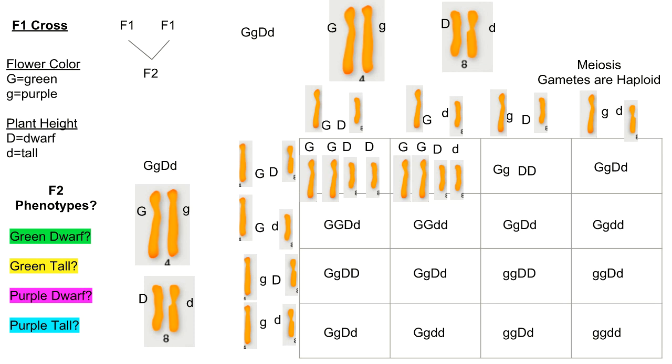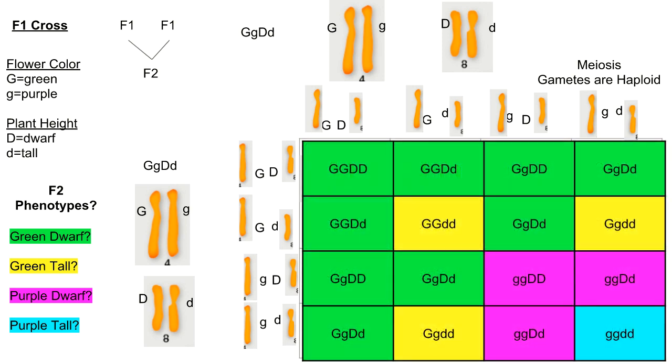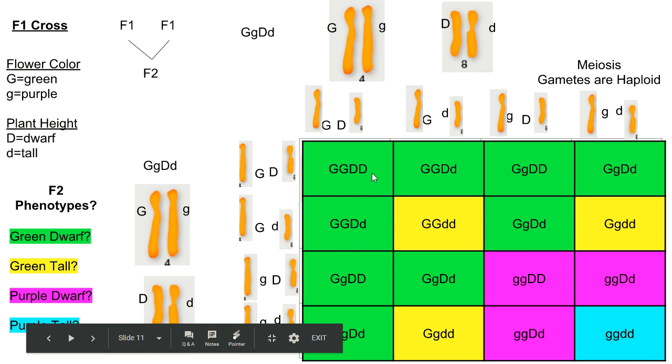So which is which here? If it's going to be green, it has to have at least one big G. If it's going to be dwarf, it has to have at least one big D. If it's going to be tall, it has to be little d, little d. If it's going to be purple, it has to be little g, little g. So it ends up like this. All of these green dwarfs, there is at least one big G in all of these, and at least one big D in all of these.